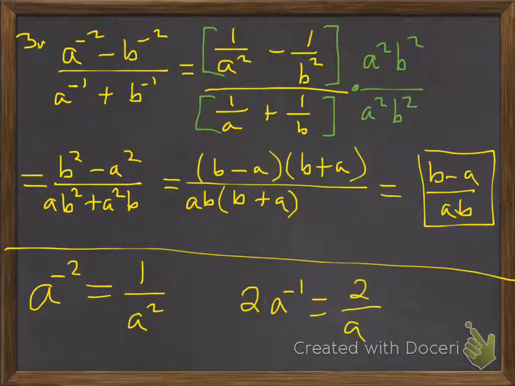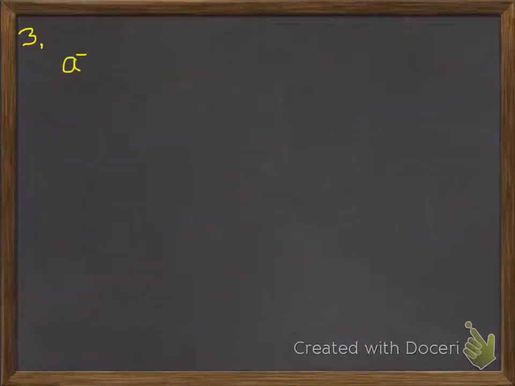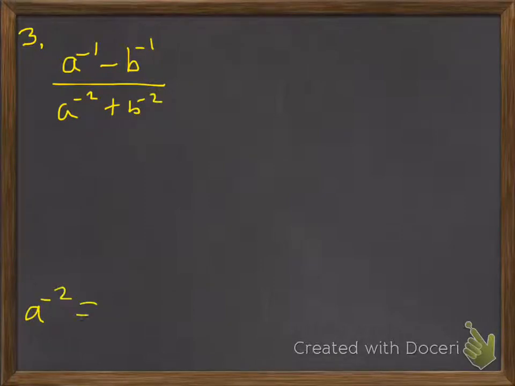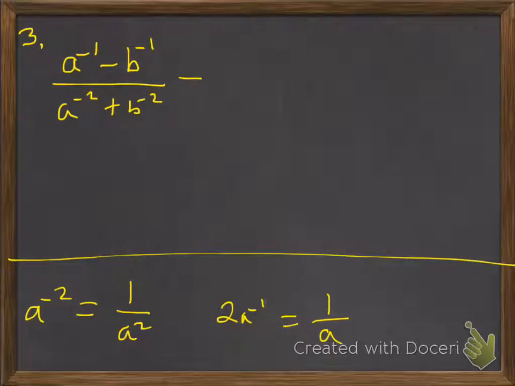Okay, so we're going to take a look at the other version. We have a to the minus 1 minus b to the minus 1 divided by a to the minus 2 plus b to the minus 2. Again, as a friendly reminder, a to the minus 2 is 1 over a squared. 2 times a to the minus 1, oops, I made a mistake, that means 2 over a.